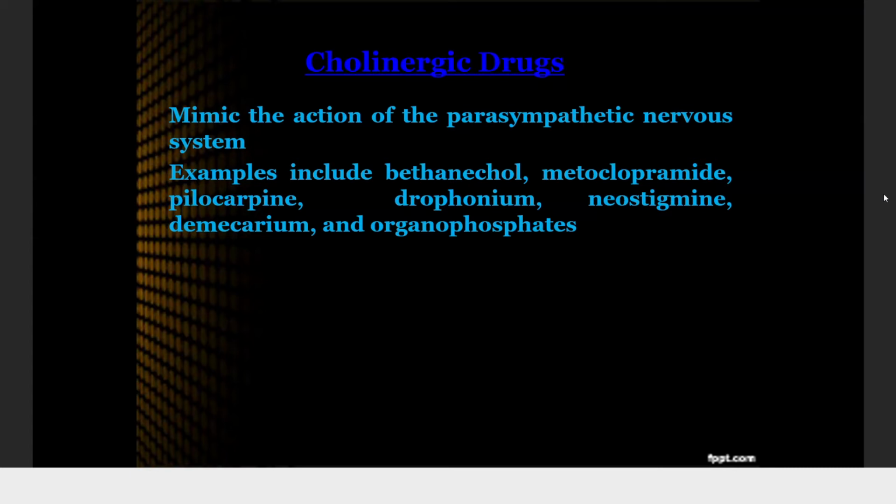Normally, if you give this drug to an animal and the animal starts showing these adverse effects, you can counter these effects by using anti-cholinergic drugs. Later on we can go to the anti-cholinergic drugs.